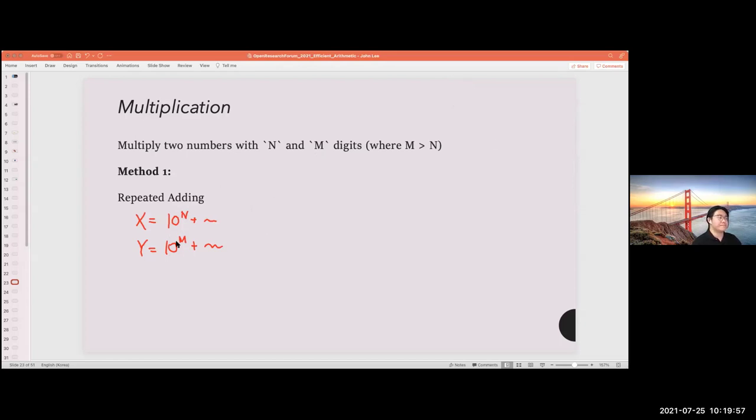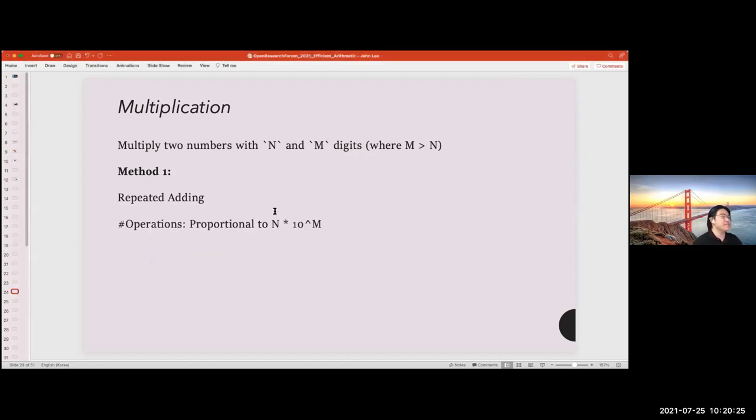So if we have x and y, and we want to evaluate x times y, then we would have to do x plus x plus x plus x and so on, plus x. And then we would have to do this y times. And as we can see, this is terribly inefficient as well.